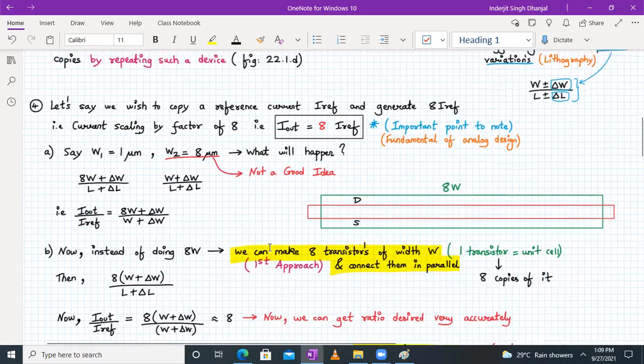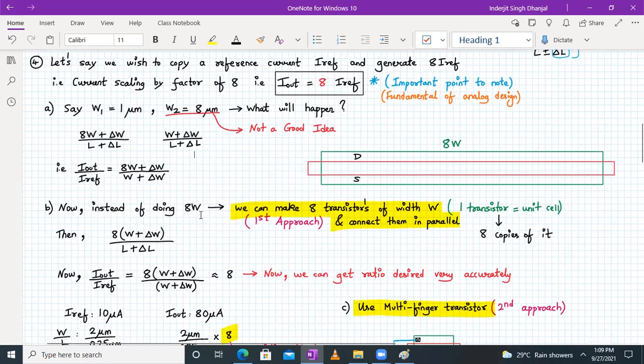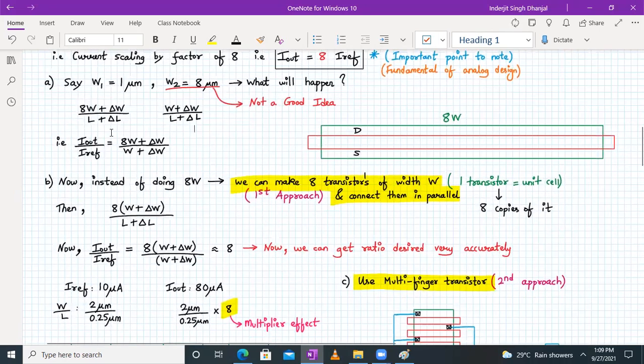So instead of doing this 8W, we can make 8 transistors of width W. One transistor will be called a unit cell, and we will make 8 copies of it and connect them in parallel. This is the first approach. So if we do that, what will happen?